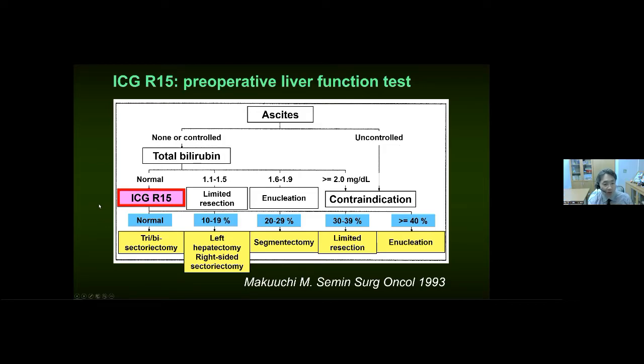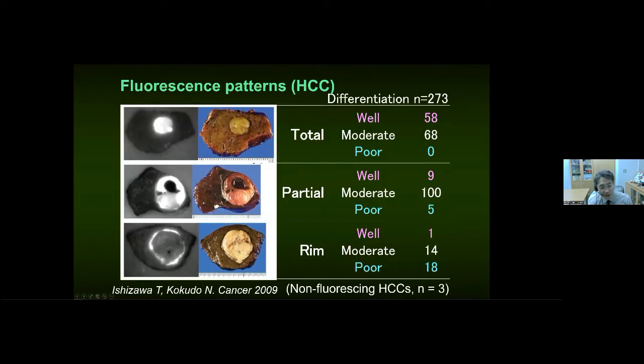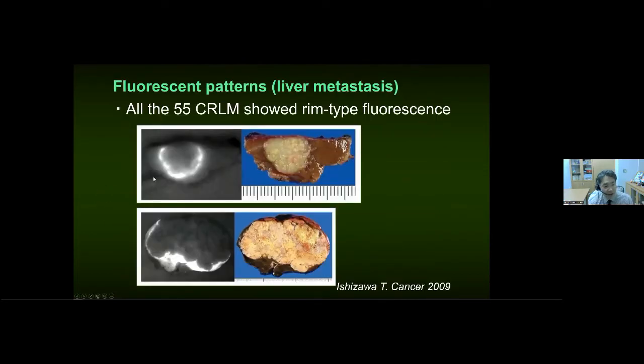Because in our department, almost all patients underwent preoperative ICG retention rate test for the estimation of the background liver. In fact, on the cut surfaces of the resected specimen, the well or moderately differentiated hepatocellular carcinoma tended to show the cancerous fluorescent signals emitted from the cancer itself. In contrast, in poorly differentiated hepatocellular carcinoma and colorectal liver mets, here we can see the ring-like fluorescence signals emitted from the non-cancerous hepatic parenchyma surrounding the tumor.